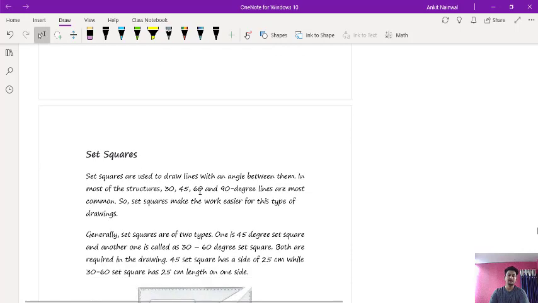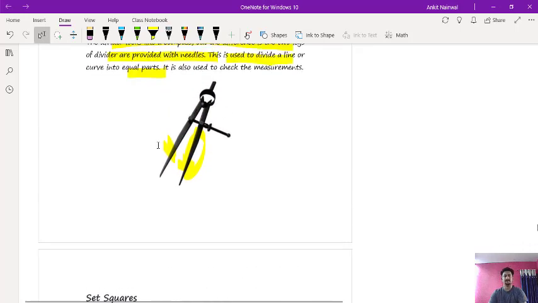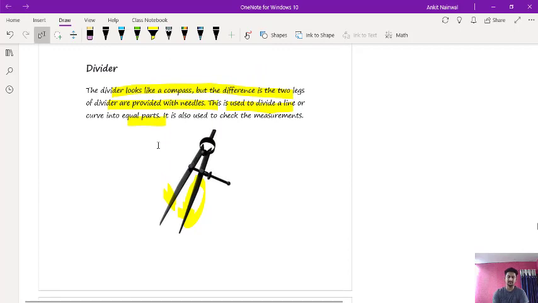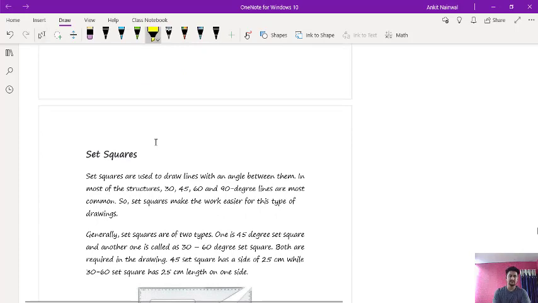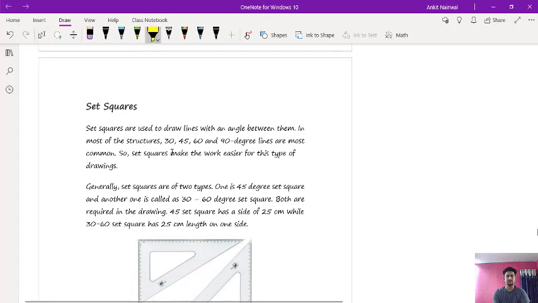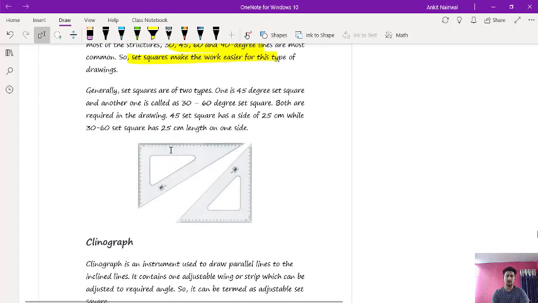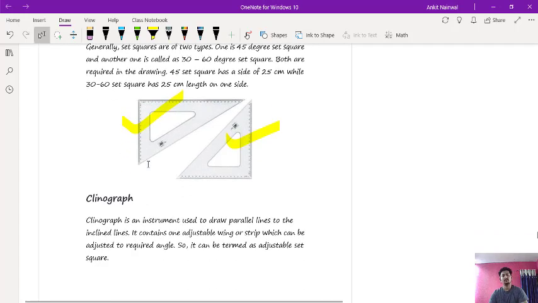Set square, this is basically used for dividing any circle or line you want to divide. Now set squares are used to draw lines with an angle between them. You can draw any line with any angle, 30 degree, 45 degree and 90 degree, anything. You know about this, you must have already used that in your school life.